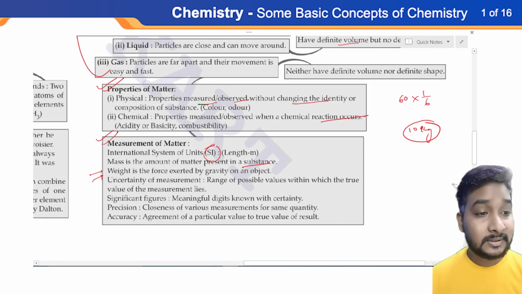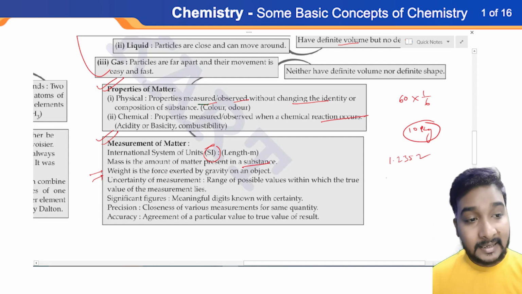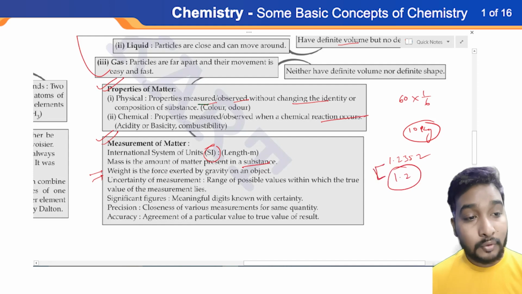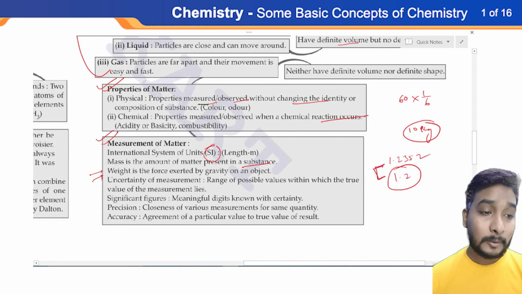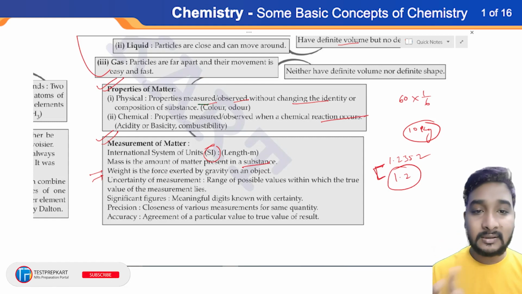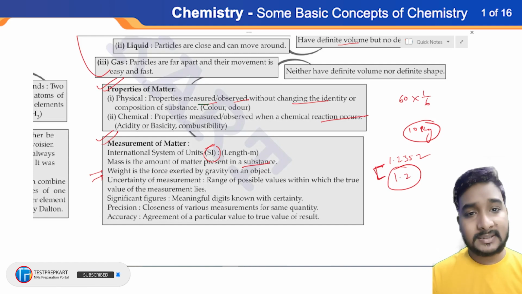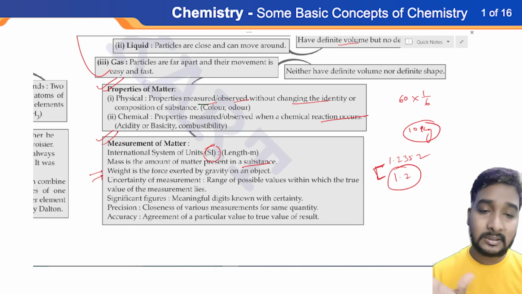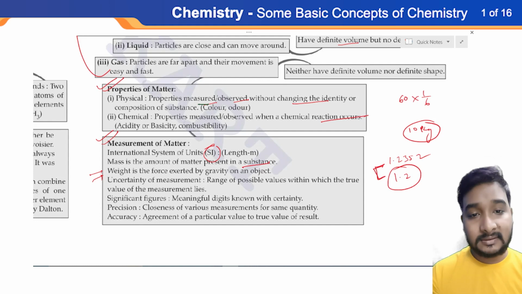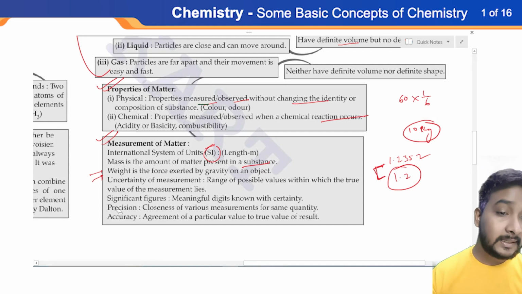Uncertain values are, suppose some value is 1.2352. Okay, I can write it as 1.2. So I have removed some of the minute values to obtain the approximate values. Whenever we do calculations during the chemical reactions, chemical observations, we have to do approximation of values. So this is called uncertainty of measurement, because we are not doing a fixed calculation in that area, right?